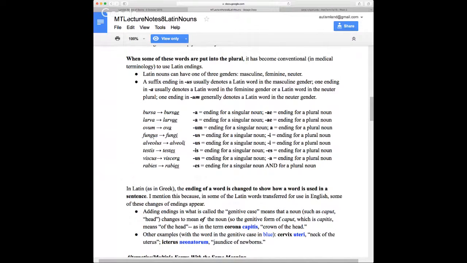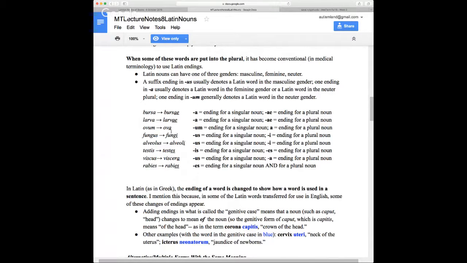Masculine singular, fungus, US ending. The masculine plural ending is an I. Again, in alveolus, we see the same thing, the US and then the I. So one fungus, more than one fungi; alveolus, alveoli. In Latin, the neuter gender is denoted with this UM, so an ovum is one egg. Ova is many eggs. A is the plural form. And yes, the A is both the ending for a neuter plural noun and also the ending for a feminine singular noun. I don't think this is going to be too much of a problem for you, at least for this class. If you were taking Latin, yes, it does present some challenges, but we don't need to worry quite that much about it.